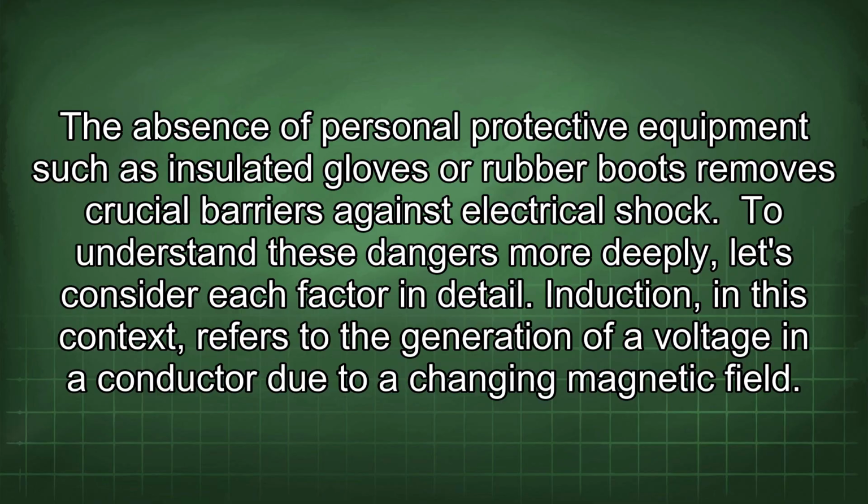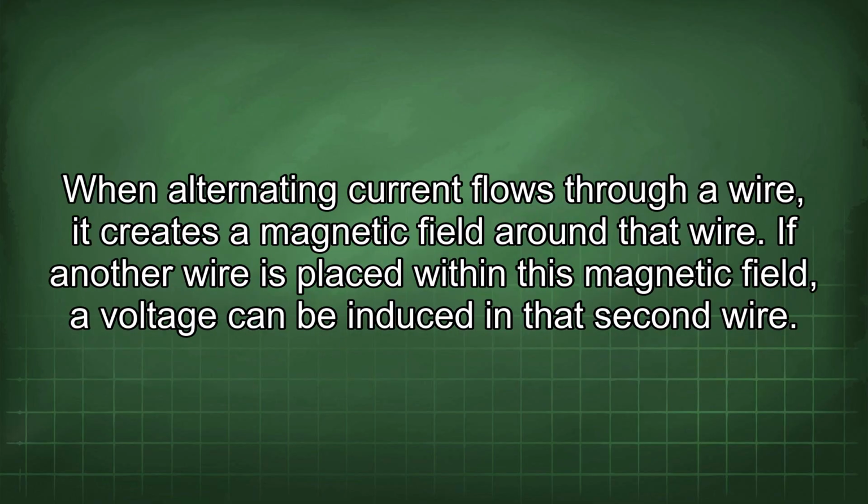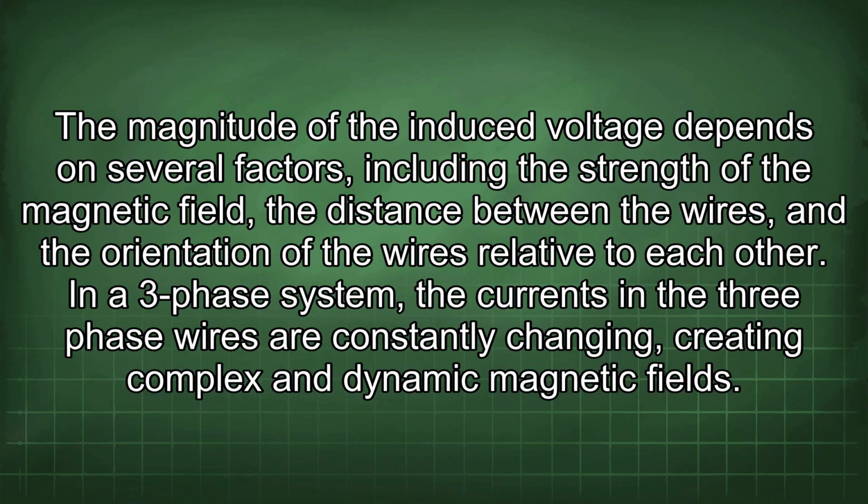Induction, in this context, refers to the generation of a voltage in a conductor due to a changing magnetic field. When alternating current flows through a wire, it creates a magnetic field around that wire. If another wire is placed within this magnetic field, a voltage can be induced in that second wire. The magnitude of the induced voltage depends on several factors, including the strength of the magnetic field, the distance between the wires, and the orientation of the wires relative to each other.